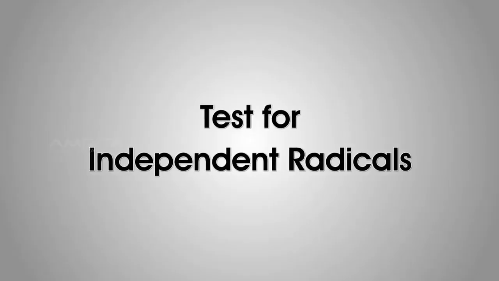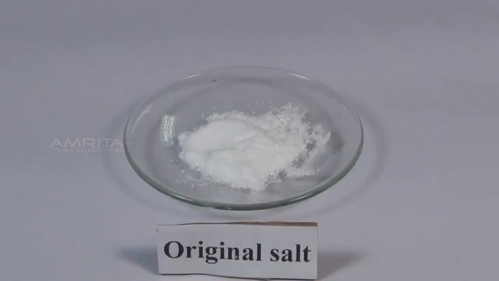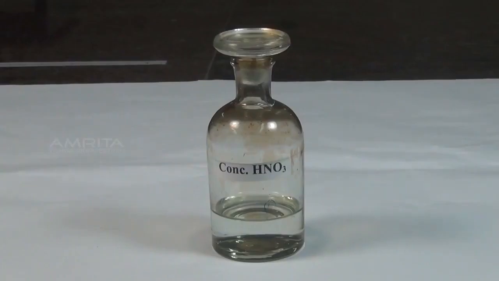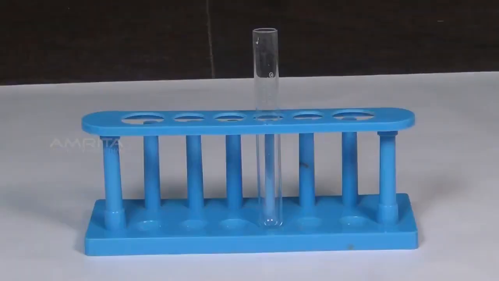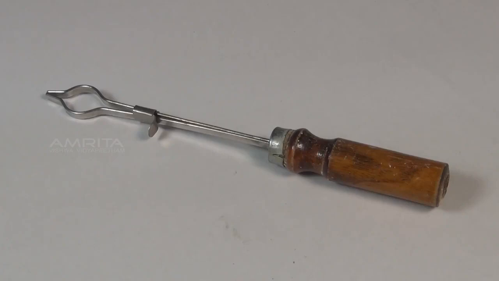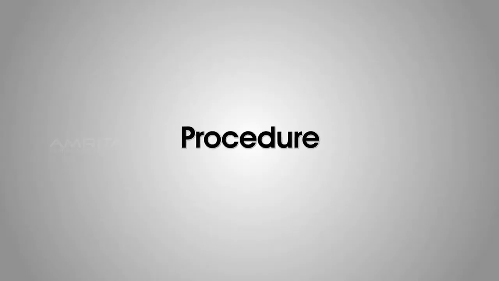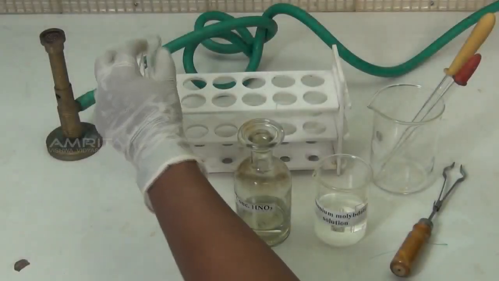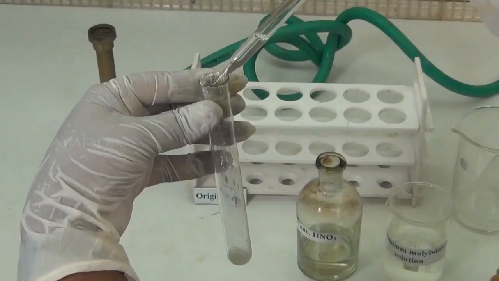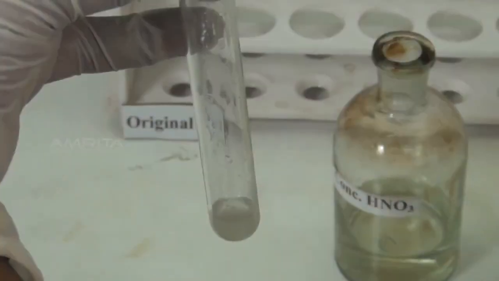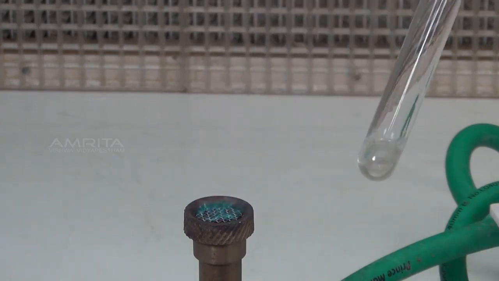Test for independent radicals. Materials required: original salt, concentrated nitric acid, ammonium molybdate solution, test tube holder, droppers and Bunsen burner. Procedure: take a small quantity of the salt in a test tube. To this, add a small volume of concentrated nitric acid using a dropper. Boil the contents of the test tube over the Bunsen burner.